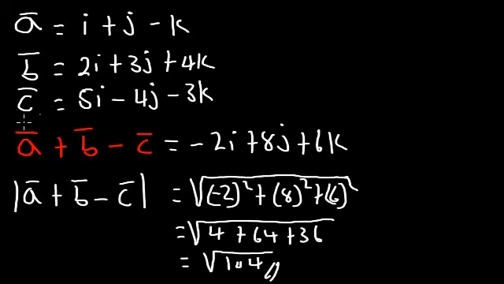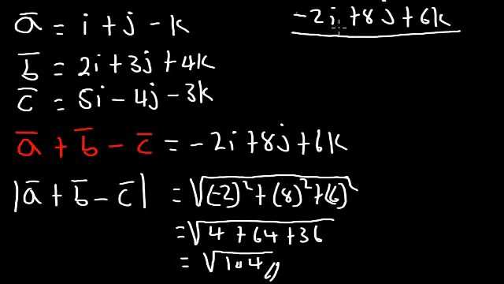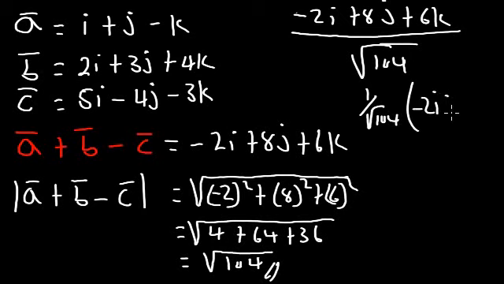The unit vector in the direction of this vector will be given as the vector itself, which is negative 2i plus 8j plus 6k, all divided by the root of 104, which you can actually express as 1 over root 104 in the bracket of negative 2i plus 8j plus 6k. That is our final answer. By now, you should be getting familiar with the operations that we have in vectors. So let's answer the last question.